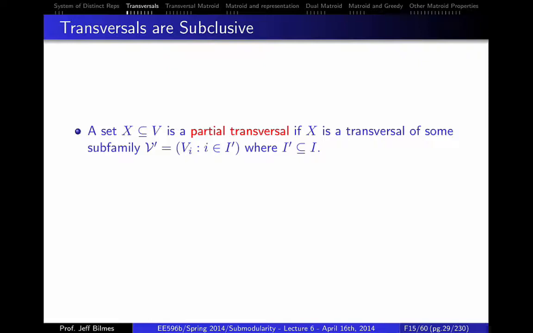But anyway, let's first talk about a partial transversal. A subset X of V is a partial transversal if X is the transversal of some subfamily. Basically, if it's possible to choose a subset of the set of sets, namely script V prime, where I prime is a subset of I, and X is a transversal of that, then it's called a partial transversal.